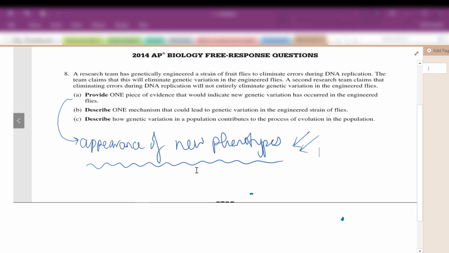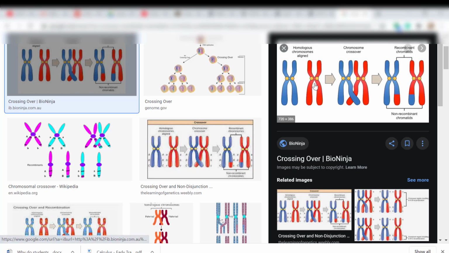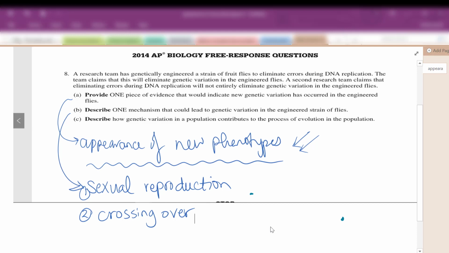For part B, it says to describe one mechanism that could lead to genetic variation in the engineered strain of flies. So this is also pretty straightforward. You can literally mention any mechanism that leads to genetic variation, like sexual reproduction or crossing over. This is an example of crossing over. It's when homologous chromosomes align and then ones that are close together basically exchange parts of DNA, and they become recombinant genes. So that's also a great reason behind genetic variation.